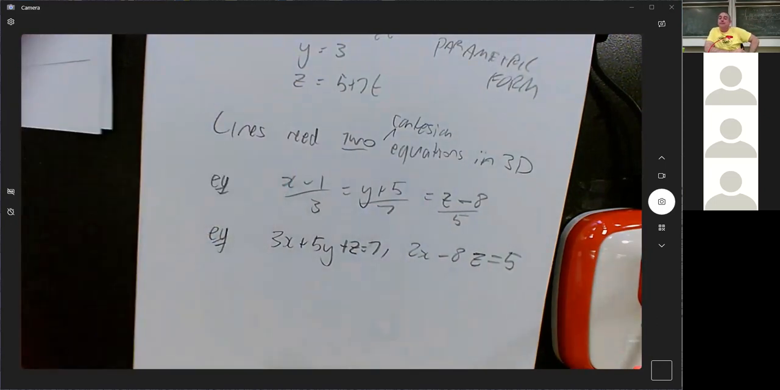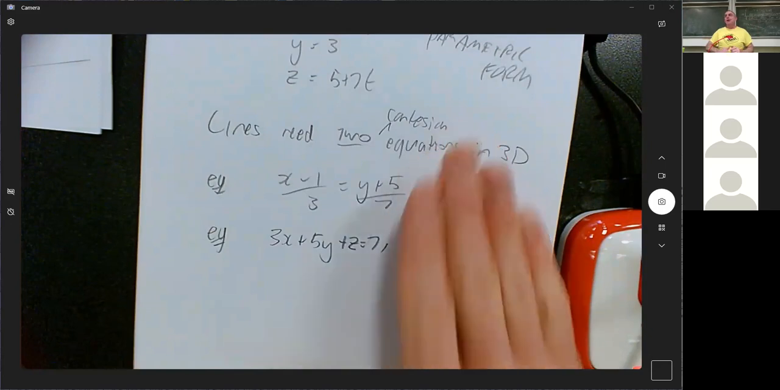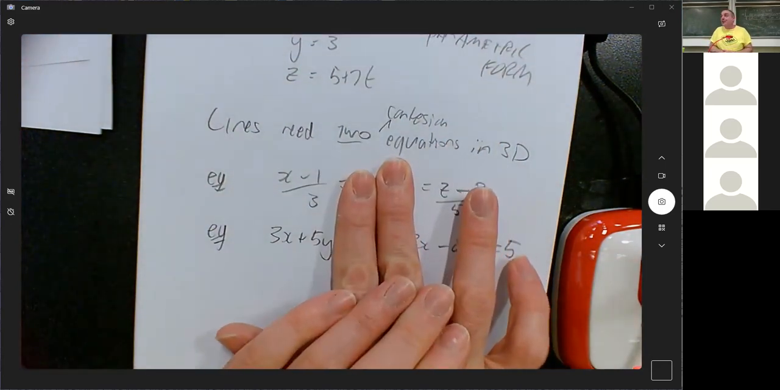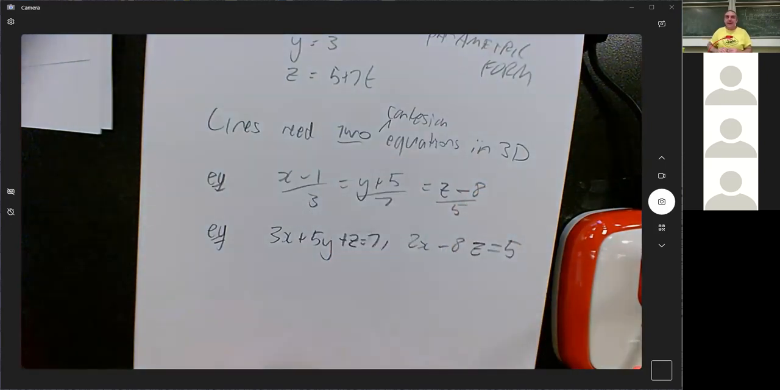Yeah? So why is that only two equations? You need the one with x and y. It is technically three equations. You're right. Yes, there are three equations there, but you only need two of them to define the line. So any two of those would be enough to define the line.